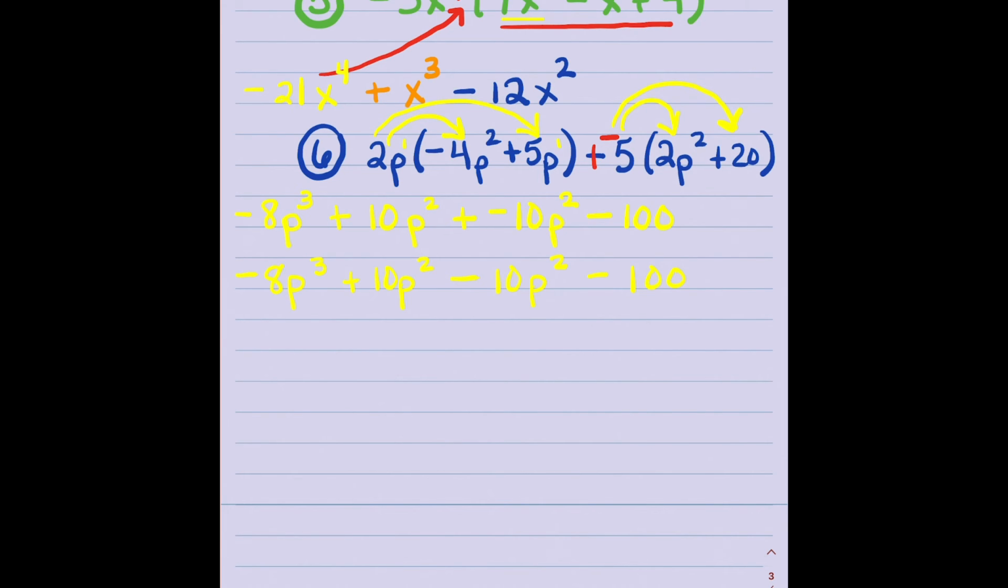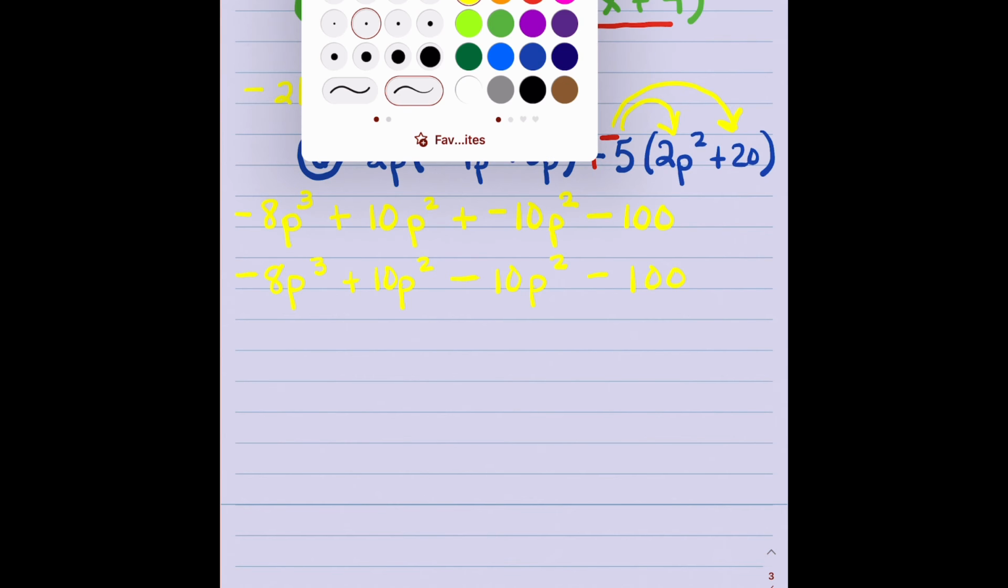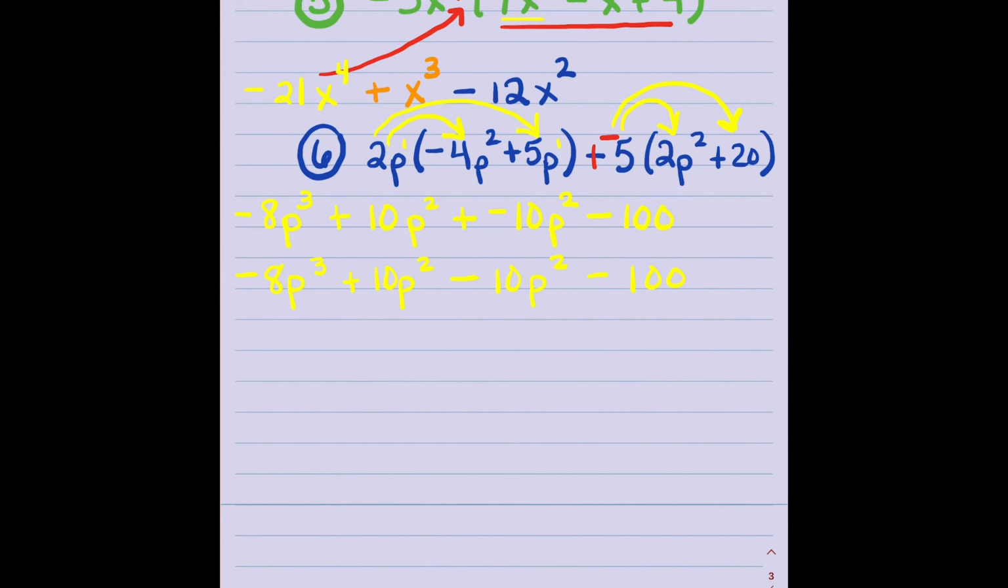Yeah, that one's good. Let's do an equation with polynomials on both sides. So we'll call this example 7.